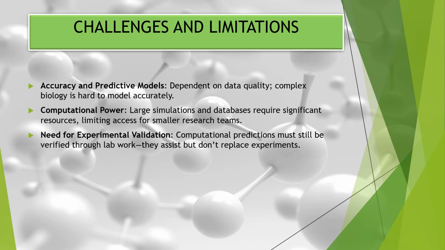1. Accuracy and predictive models. The results depend on the quality of the data, and it is difficult to model complex biological systems with full accuracy. 2. Computational power. Running big simulations and handling large databases require a lot of computer power and money, which can be hard for a smaller research team to afford. 3. Need for experimental validation. Computer predictions are helpful, but they must still be checked in the lab since they cannot fully replace real experiments.